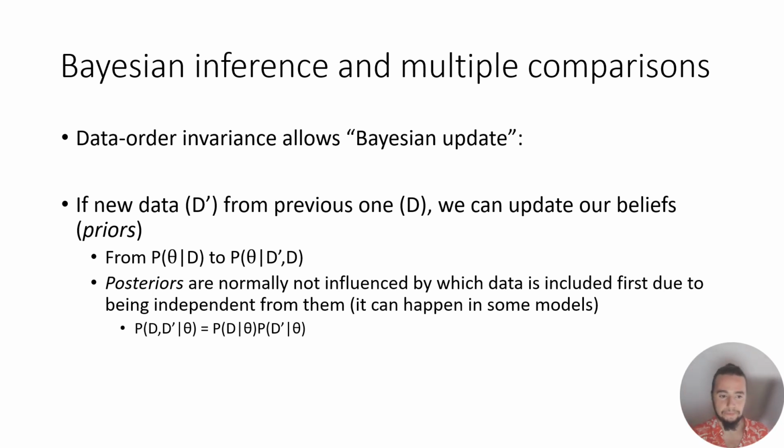If we have new data, we can update our beliefs or priors using the previous data. So we can go from the probability of the parameter being true given our data to the probability of our parameter being true given the new data and the previous data. Posteriors are normally not influenced by which data is included first, due to being independent of them. In some models this can be broken, but normally it's not the case.